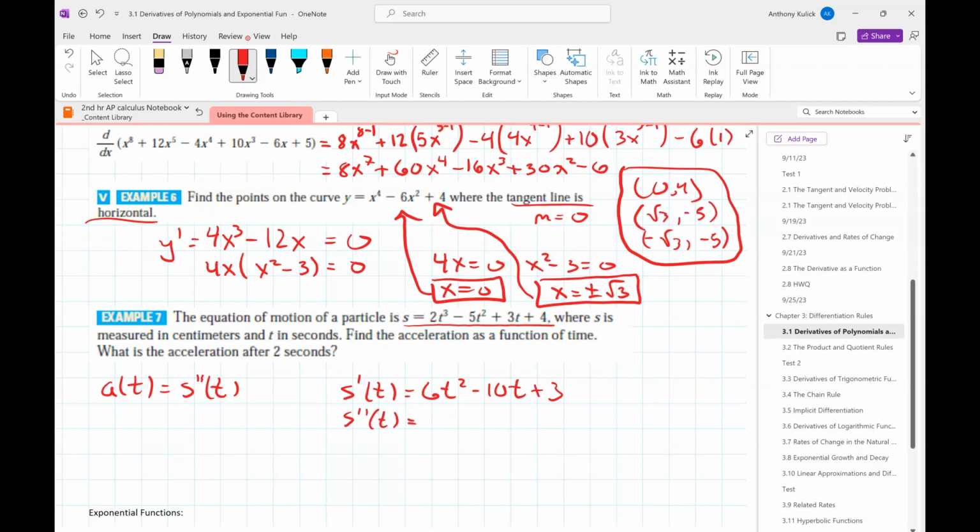12t minus 10, and then you just plug it in. So 24 minus 10 is 14. And then the unit should be centimeters per second squared.